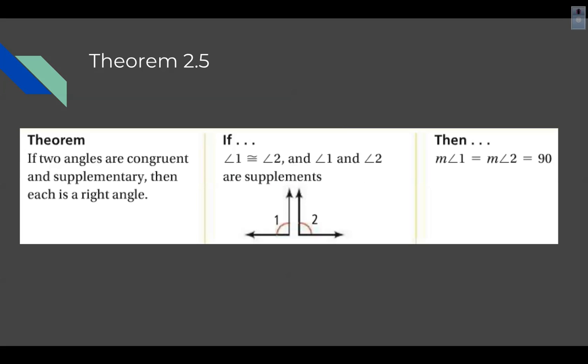Theorem 2.5: if two angles are congruent and supplementary, then each is a right angle. So if you're going to be congruent and supplementary, then your angles have to be right angles. That's the only way you can be congruent and supplementary. 90 gives us 180. So 1 is congruent to 2, and 1 and 2 are supplements. Therefore, angle 1 must equal angle 2, which is equal to 90.